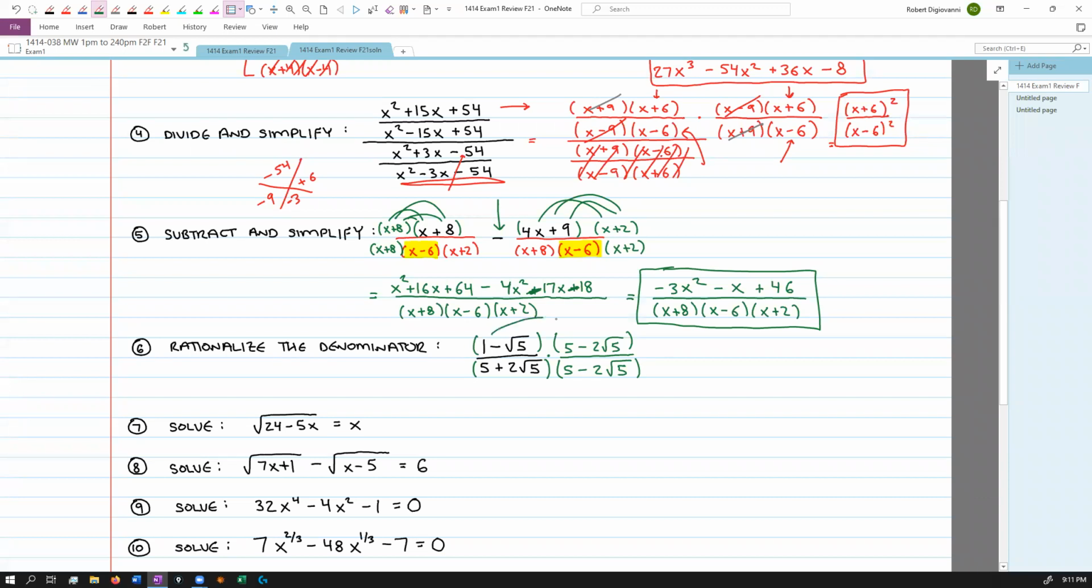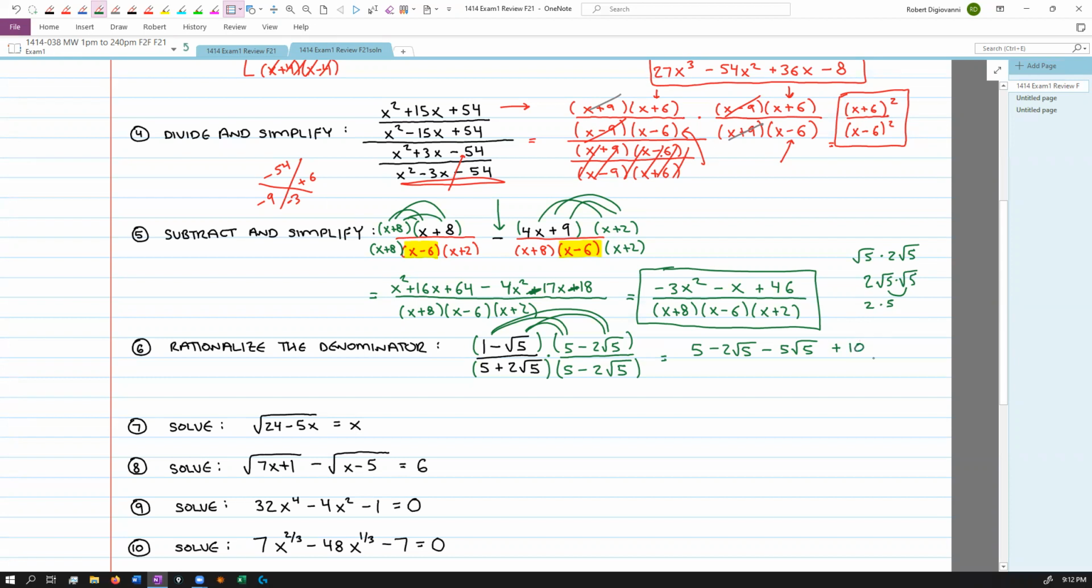So let me FOIL the top first. 1 times 5 is 5. 1 times negative 2 root 5 is minus 2 root 5. And then here to here, that's going to be minus 5 root 5. And then here to here, this is kind of tricky. A minus and a minus is plus. Let me do it up here. We're doing root 5 times 2 root 5. I already took care of the two negatives, and that became the plus. But when I do this, I can write this as 2 root 5 times root 5. And the root 5 times root 5 just gives us 5. So 2 times 5, that should just be 10.